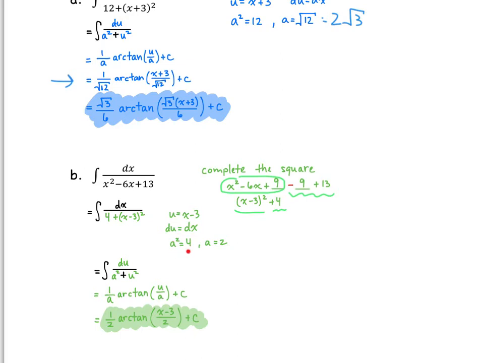We let a squared be 4, so a is 2, and we can rewrite it as the integral of du over a squared plus u squared, which integrates as 1 over a times the arctangent of u over a plus c, and now all we have to do is substitute back for our final answer.